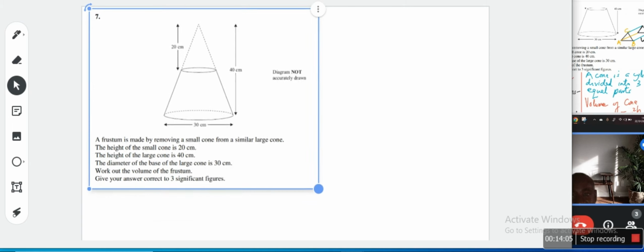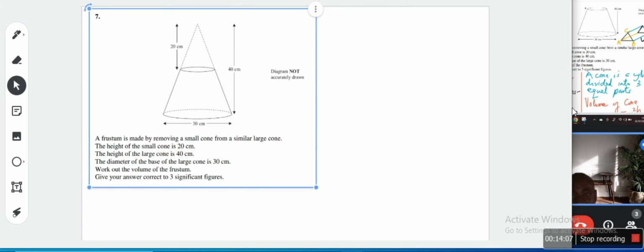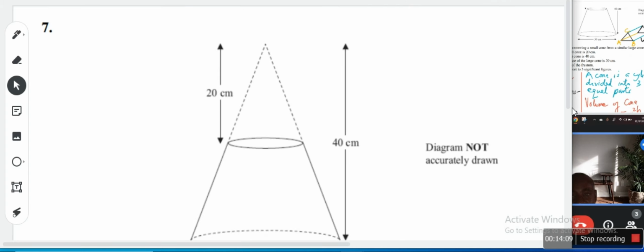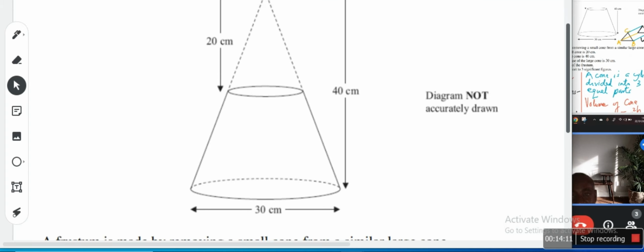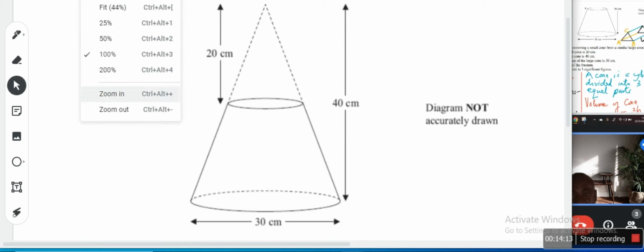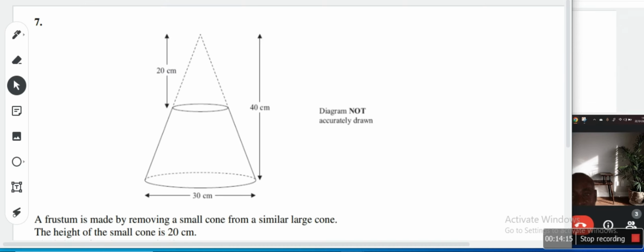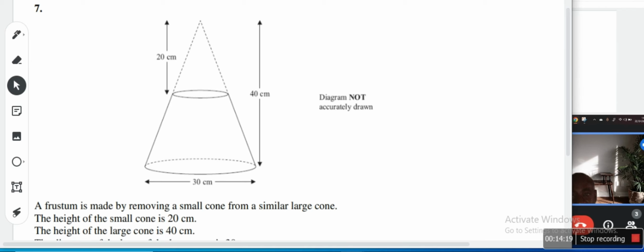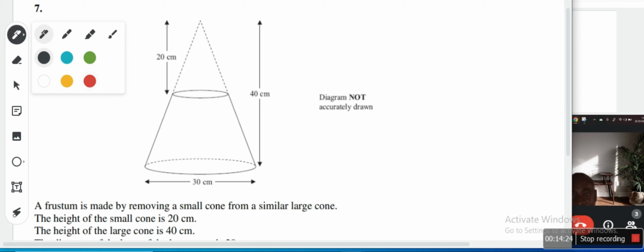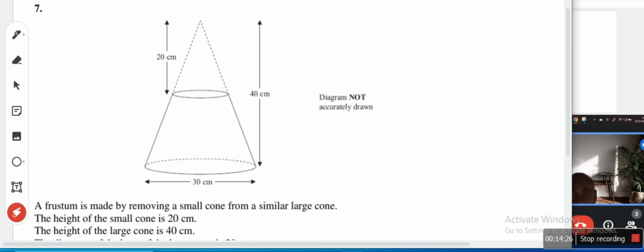All right, I'm on the next page. Okay, so you can see it. Remember, can you remind me again how I said we can find the volume of this frustum? The frustum is just the part that we need. How can we find the volume of the frustum again?